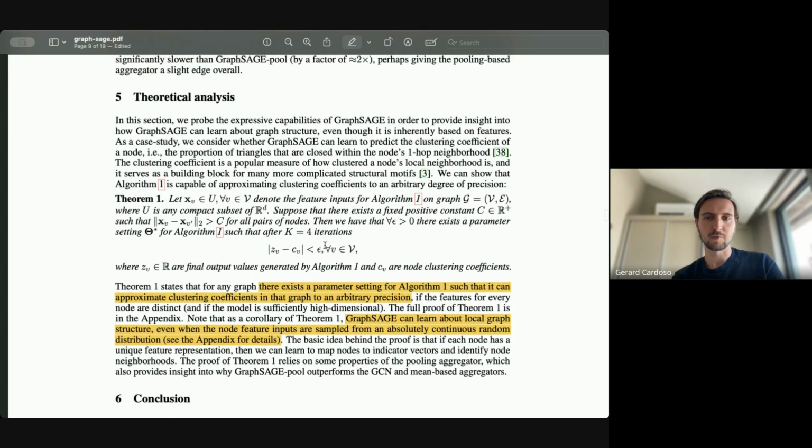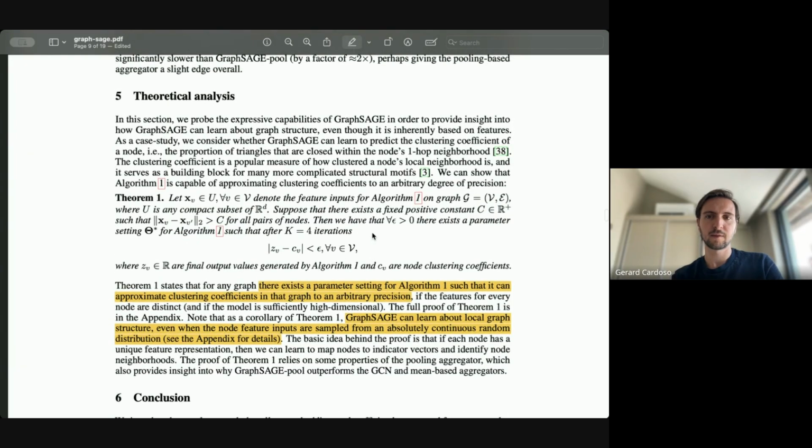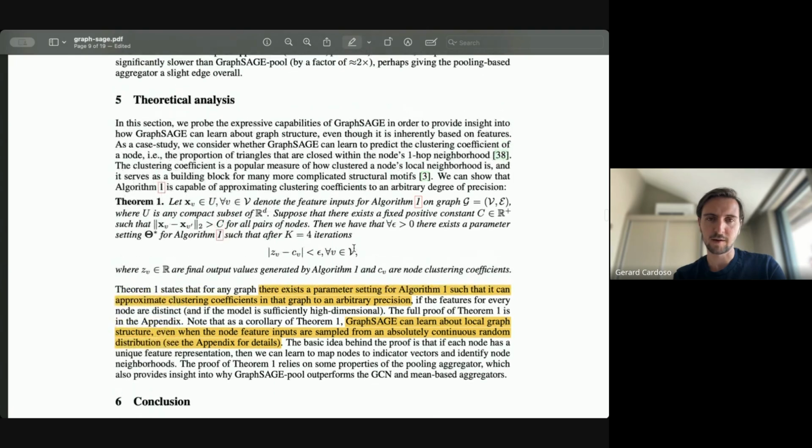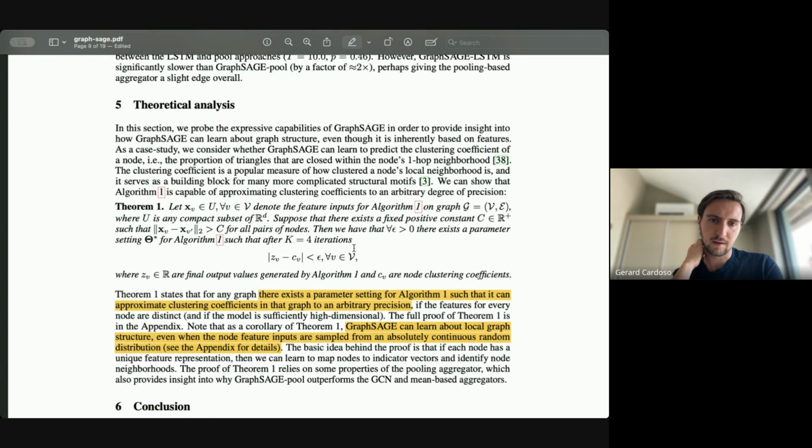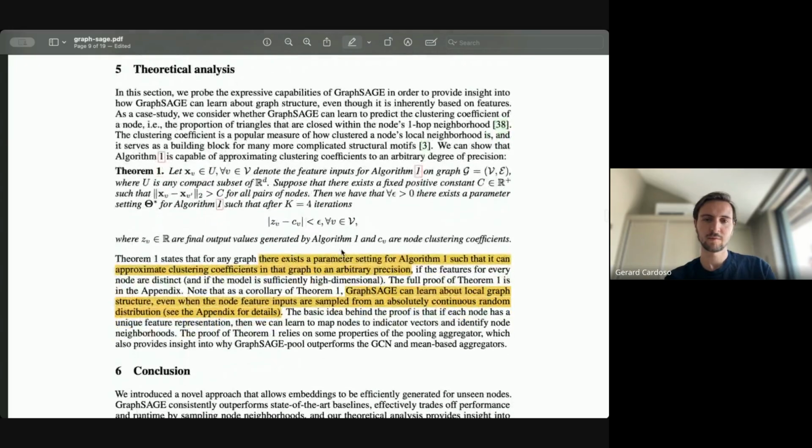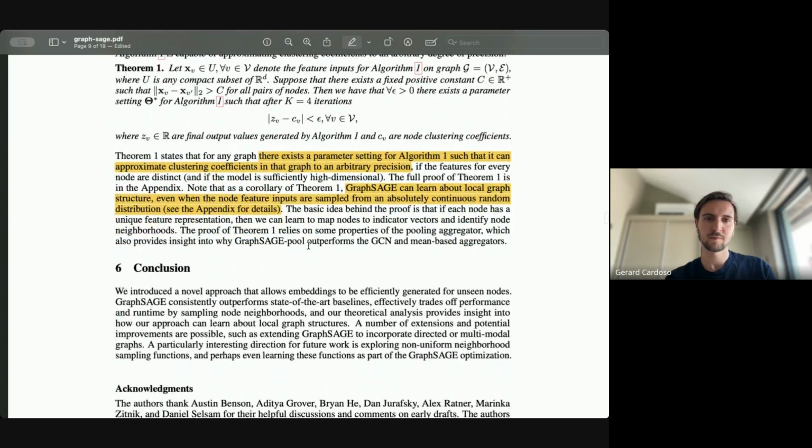And they have some proof in the appendix, which I haven't looked through as much, but yeah, effectively, I think you can prove that if you just randomly initialize the features for the nodes and you apply GraphSAGE, that you can learn this kind of graph feature just through the process of sampling and aggregating.